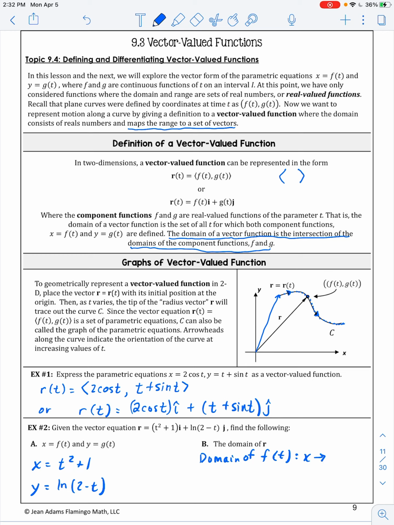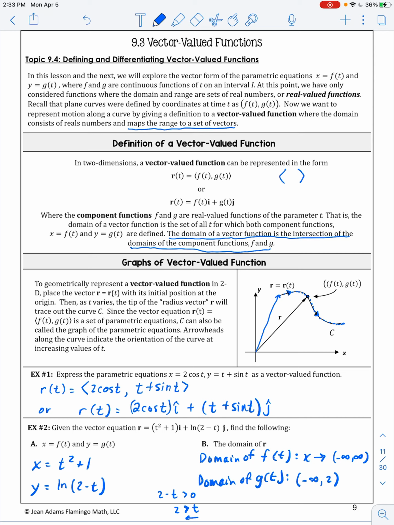For that vector, that domain is everything, negative infinity to positive infinity. And the domain of g of t, which is our y, we're going to take that 2 minus t and say it has to be greater than 0. And so we could add t to both sides and read it backwards. T is less than 2. So that would be from negative infinity to 2, non-inclusive.